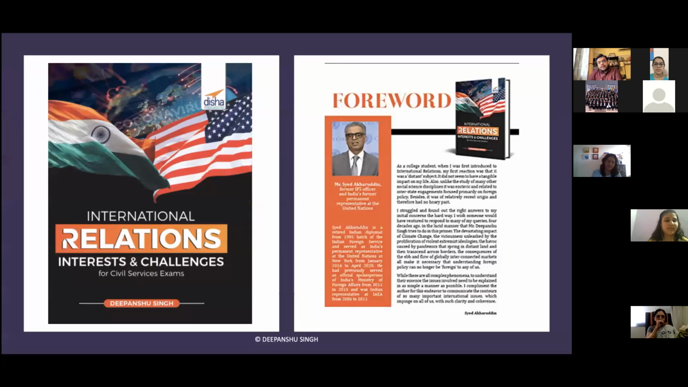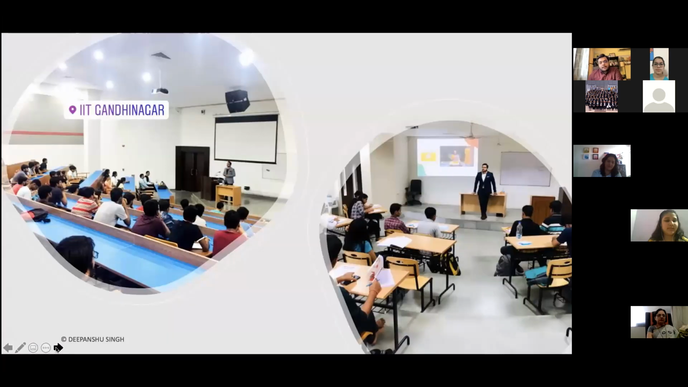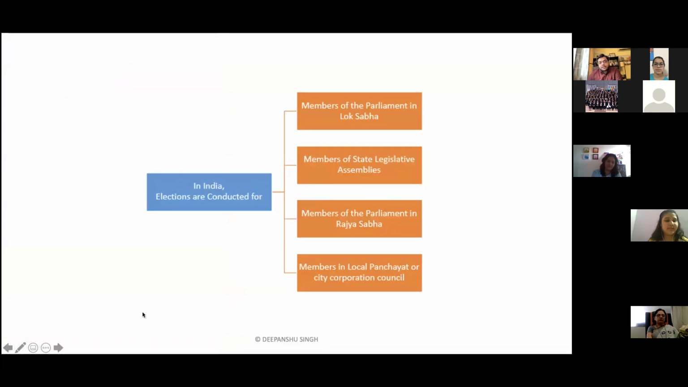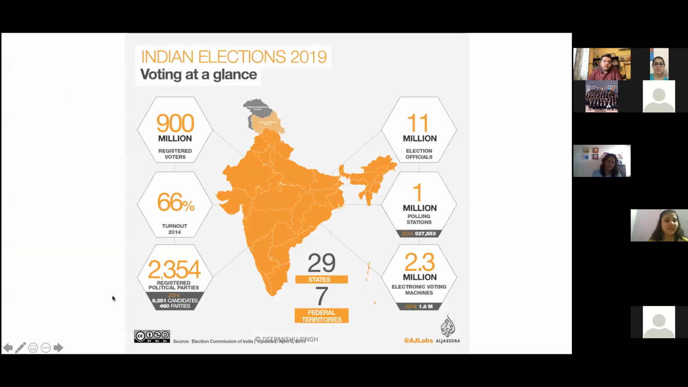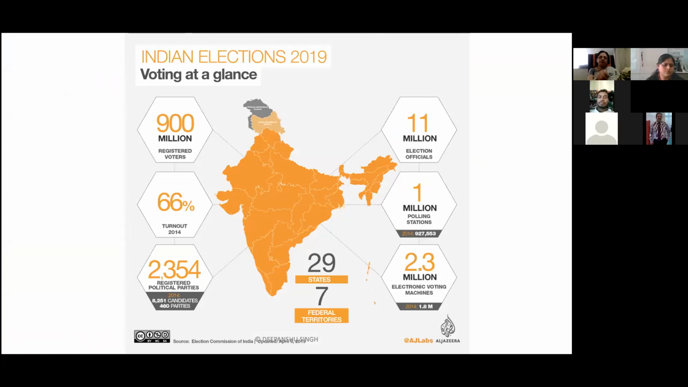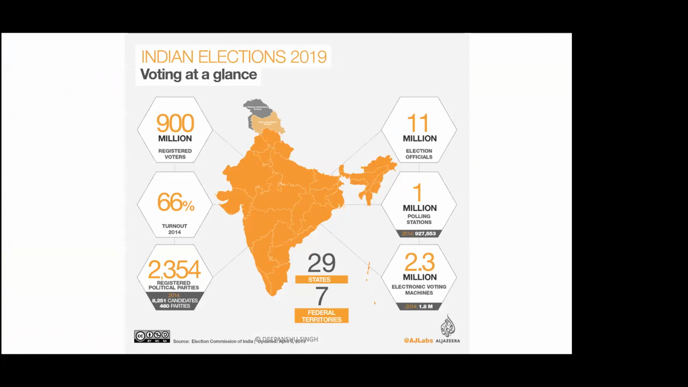So before we begin this topic, I would like to highlight a few things about elections in India, just a few numbers, so that we can set the tone of the topic. If you see the numbers of elections in India, the 2019 figures, the latest general elections, there were 900 million registered voters, and there were 11 million election officials engaged in one of the most mammoth exercises of democracy in the world. So India is the world's largest democracy.